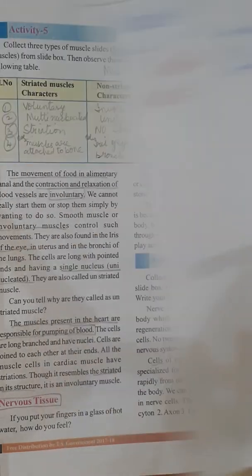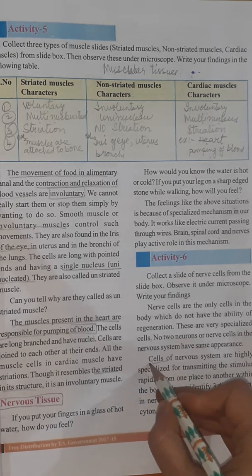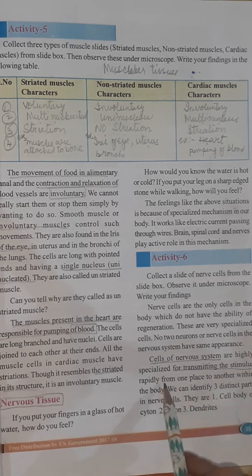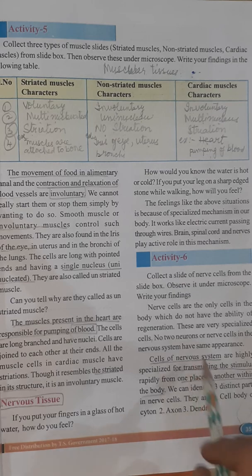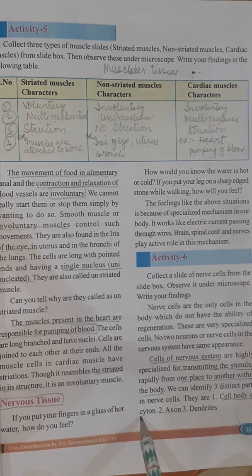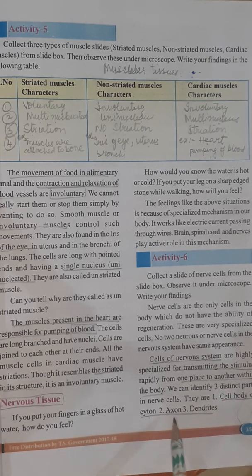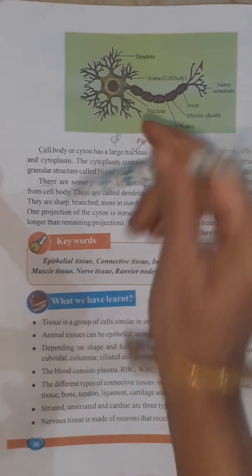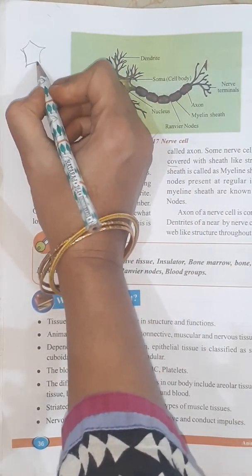See, I will draw a nerve cell. See here, children. Cells of the nervous system are for transmitting the stimulus from one place to another within the body. I will draw a nerve cell and these are the parts of the nerve cell. Nerve cell has a cell body. Cell body is also called cyton, axon and dendrites. I will draw. See here, it is very important. Nerve cell. See children, this nerve cell has a cell body.